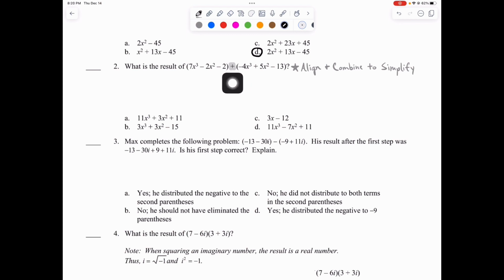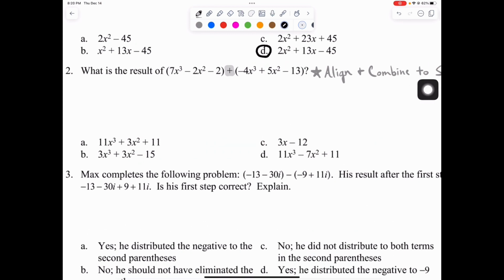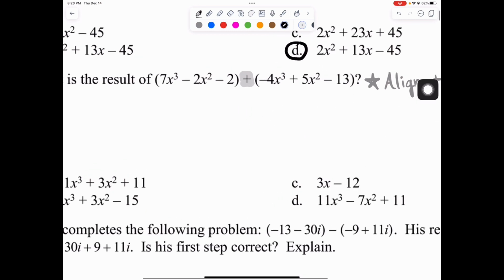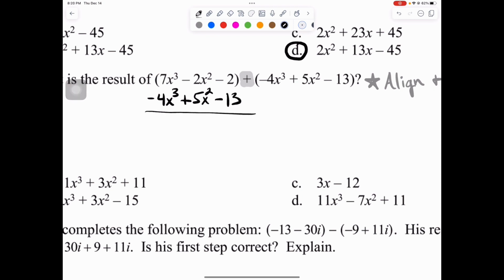And since we have the addition sign in between both, we will just simply align and combine to simplify. Okay, we will just line up the like terms. We will start with negative 4x cubed. Wonderful. We will align that under 7x cubed, because they share the same variable x and they're both cubed or to the third power. Then we will take our plus 5x squared and align it right below our negative 2x squared. From there, we will take the negative 13 and align it right below that negative 2. Draw yourself a little bit of a line.